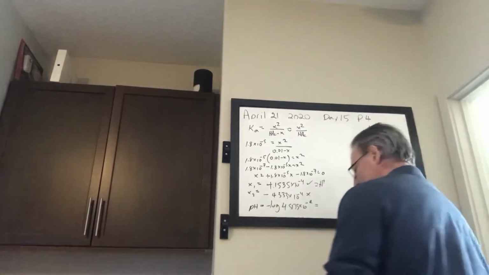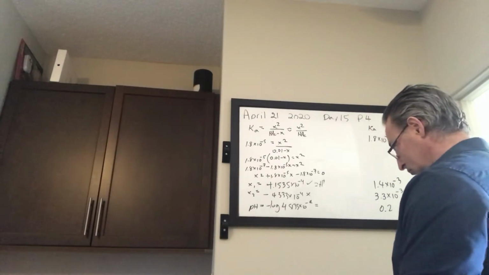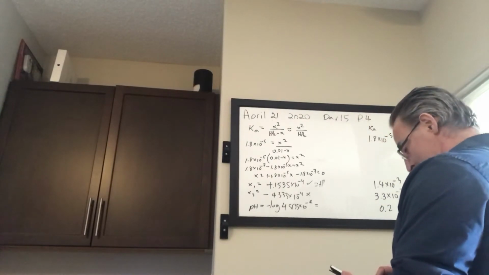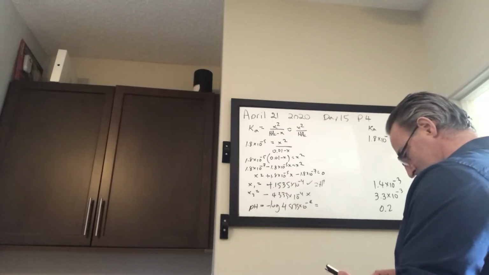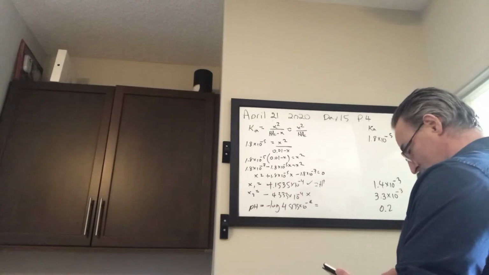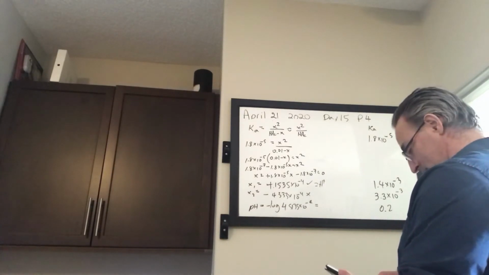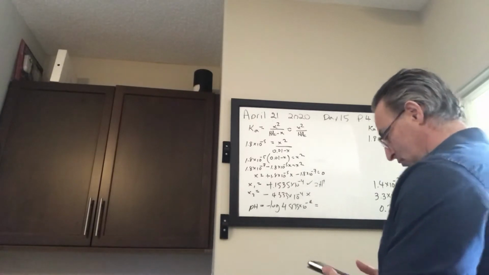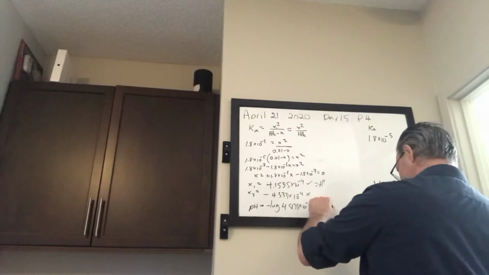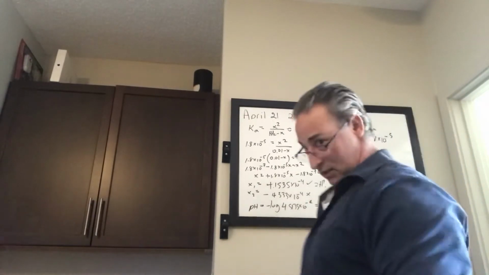So what you get for this one is mode normal, log 4.1535 exponent negative 4, and you get a pH of 3.38. pH of 3.38 from the solution of the first acid.